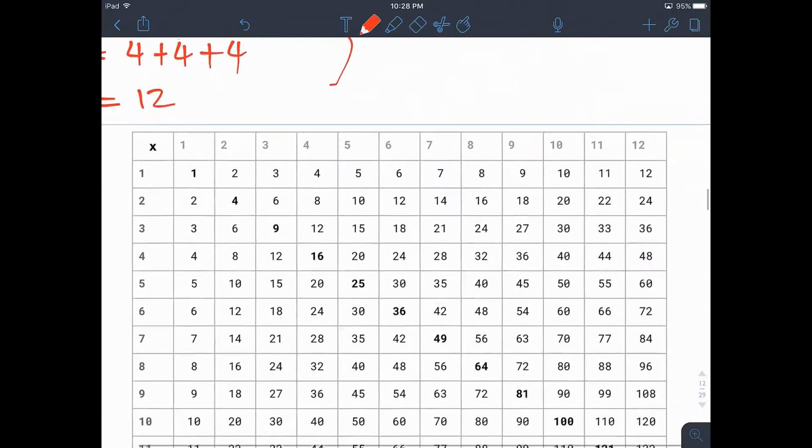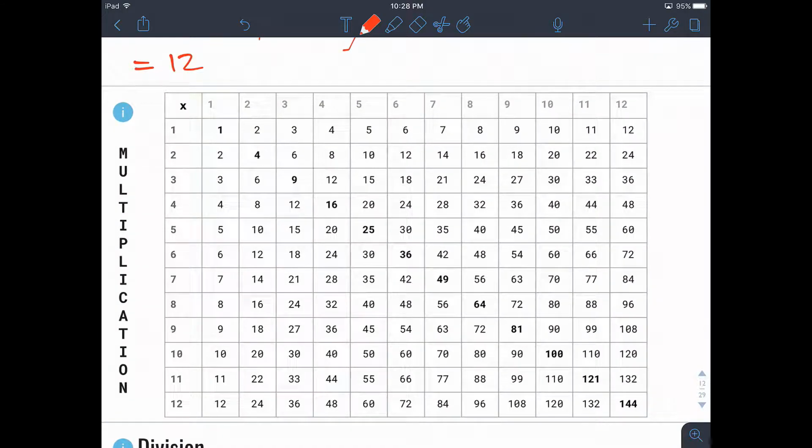And down below, I've provided you with a multiplication table of 12. And what I really do recommend is that, without even using a calculator, you will be able to produce these numbers when asked to multiply certain numbers.